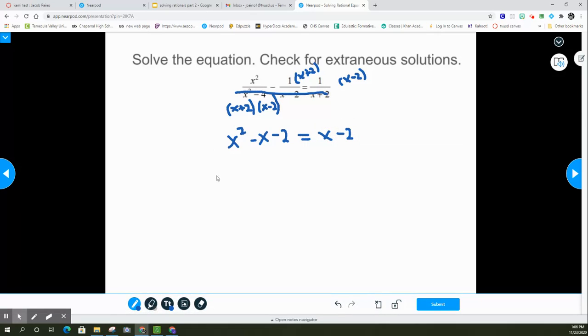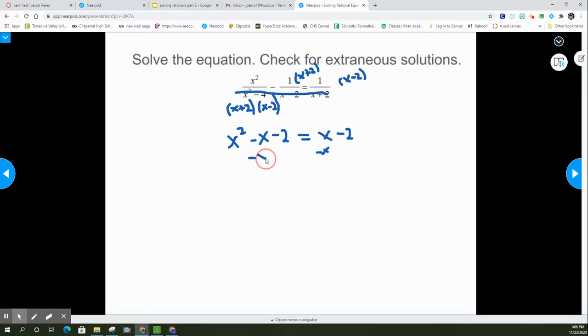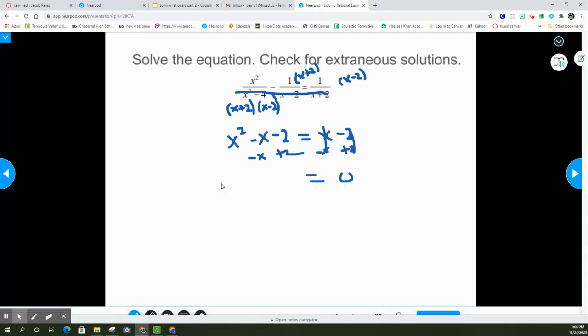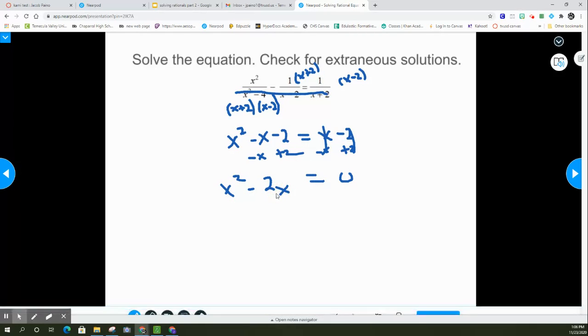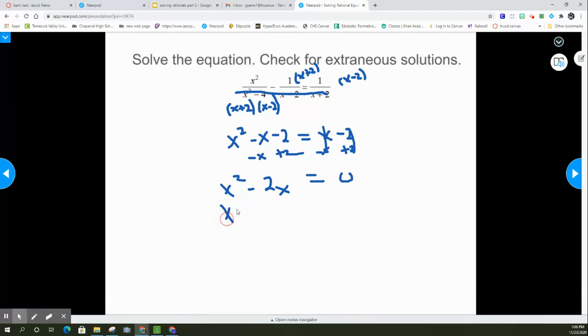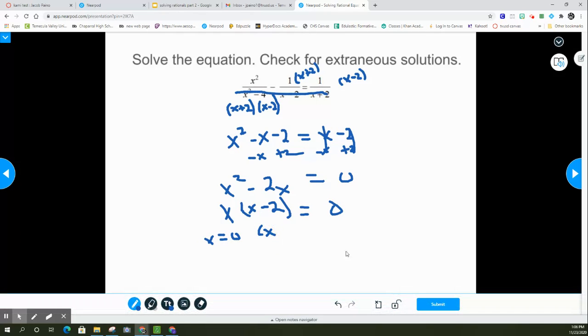When I'm solving a quadratic, we want to set it equal to 0. So I'm going to subtract x from both sides, and I'm going to add 2 to both sides, right? Subtract x, add 2, and that becomes 0. And then I get x squared minus 2x equals 0. And so to solve that, factor out the GCF. I get two answers, and those answers are 0 and 2.